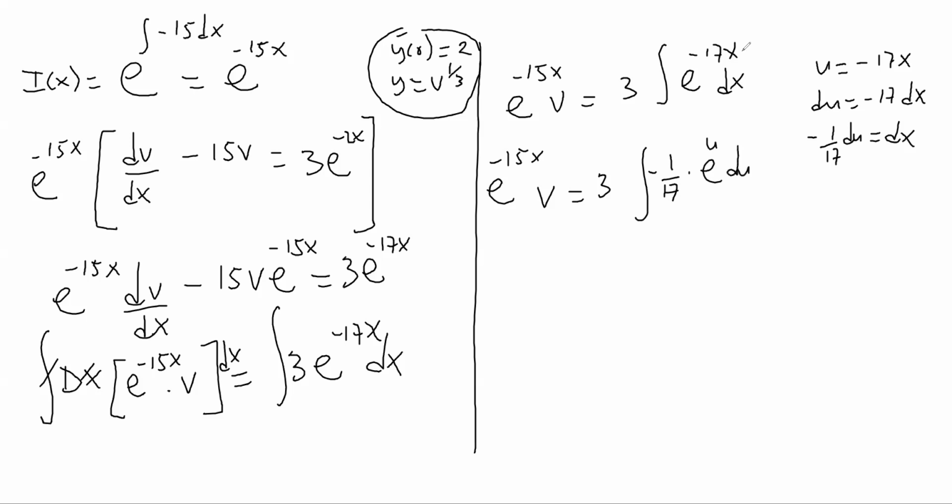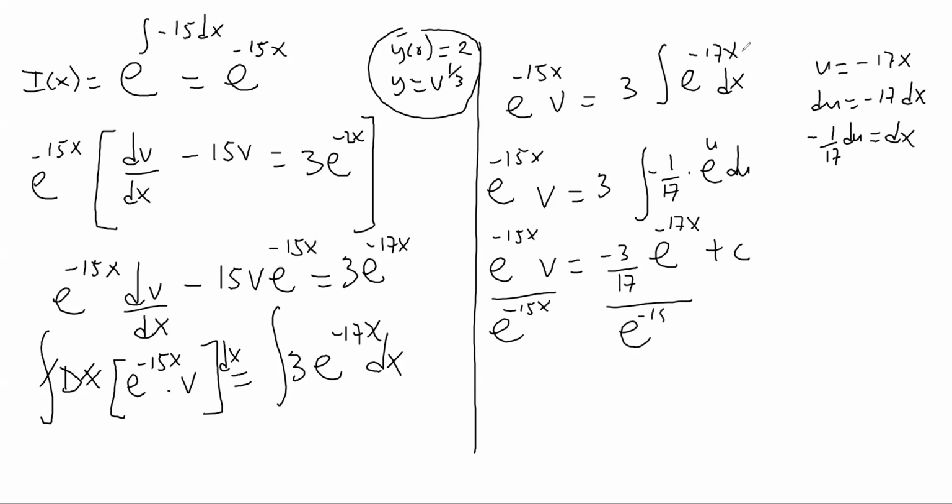If we put this out, minus 15x times v, we have minus 3 over 17 times the integral of e raised to the u du, which is equal to e raised to the u plus c. And what is u? Minus 17x, plus c. So what I want to do is divide every term here by e raised to the minus 15x, so this one can cancel out this one.